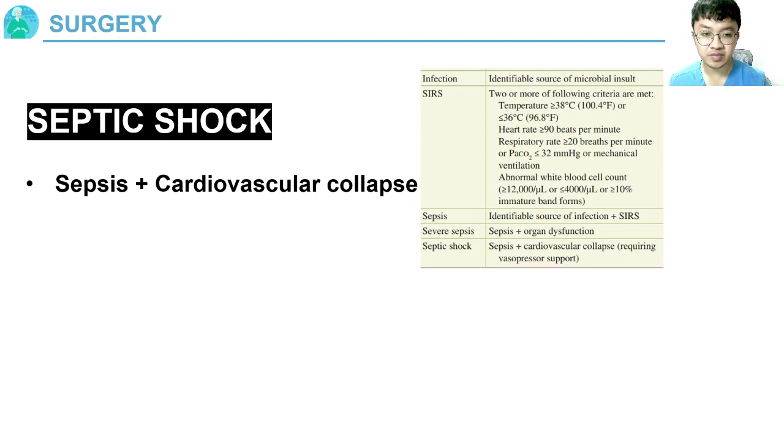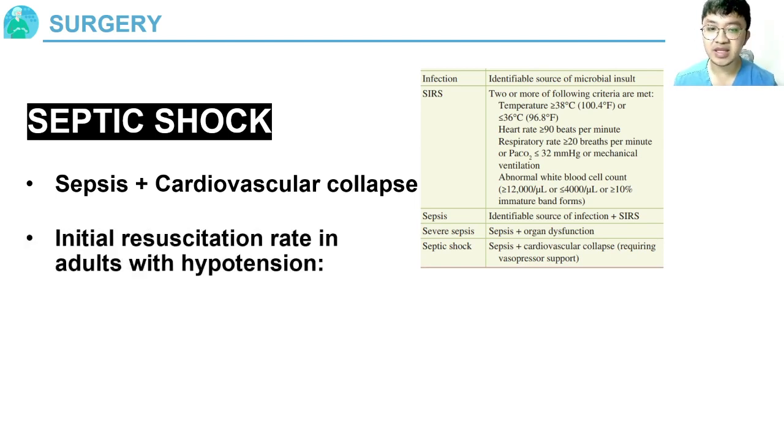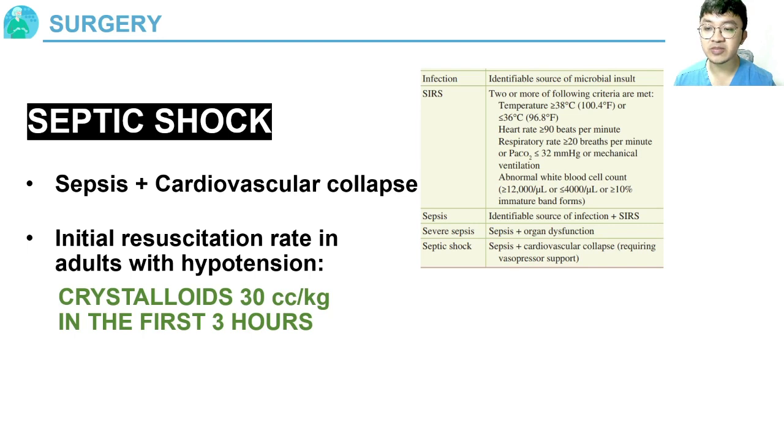Septic shock. Okay, according to the sepsis guidelines, what's the initial resuscitation in adults with hypotension? It's crystalloids, 30 cc per kg in the first 3 hours. You give crystalloids 30 cc per kg in the first 3 hours. So what are the parameters that you need to identify if you've done adequate hydration or adequate resuscitation in a patient?